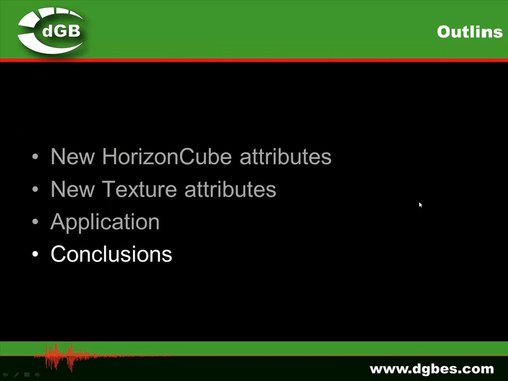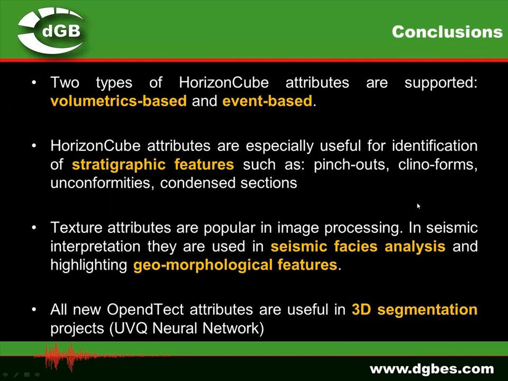So to conclude, now there are two new types of HorizonCube attributes: the volumetric based and the event based, that can be both seen along the HorizonCube events and in volume. The HorizonCube attributes are very useful for identification of stratigraphic features such as pinch-out, clinoforms and conformities, condensed sections.